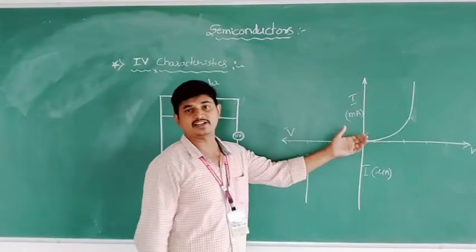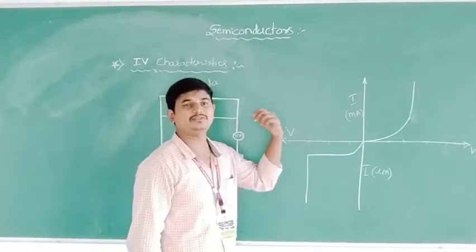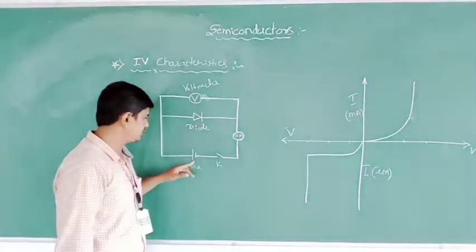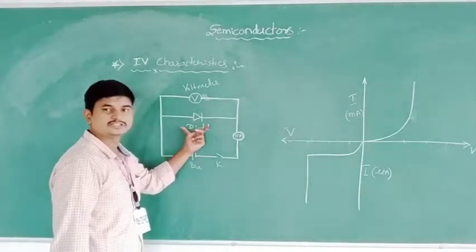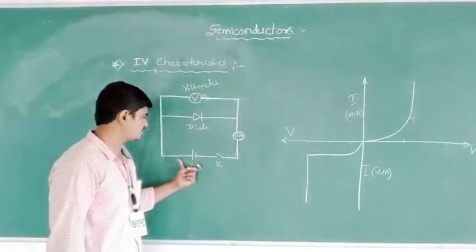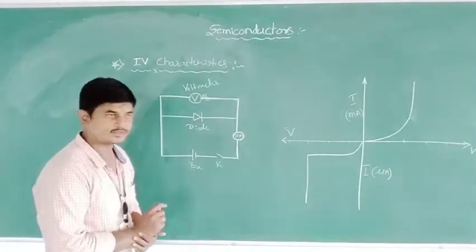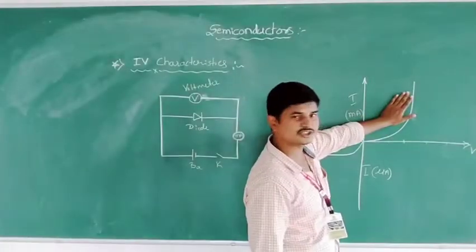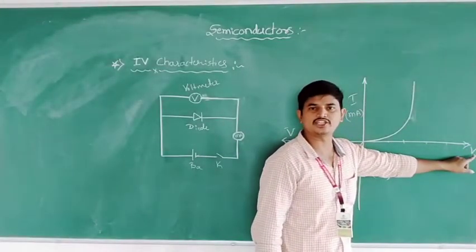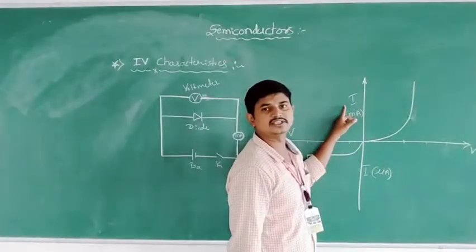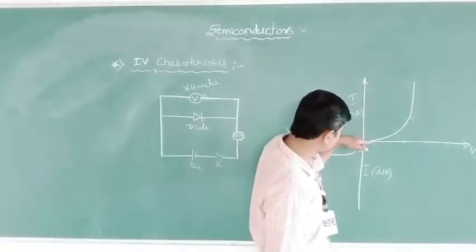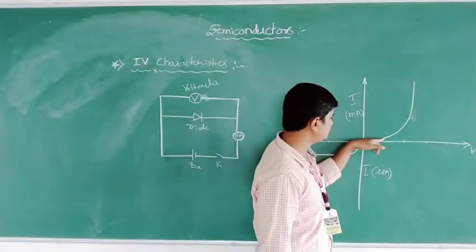See here, this is the graphical representation of current and voltage. As voltage increases using the battery across the diode, what about its current? How does the current vary with respect to the increase in voltage? It is represented here in the first quadrant. Along the x-axis we considered voltage, and along the y-axis we considered current, in milliamperes. As voltage increases, its current also increases.